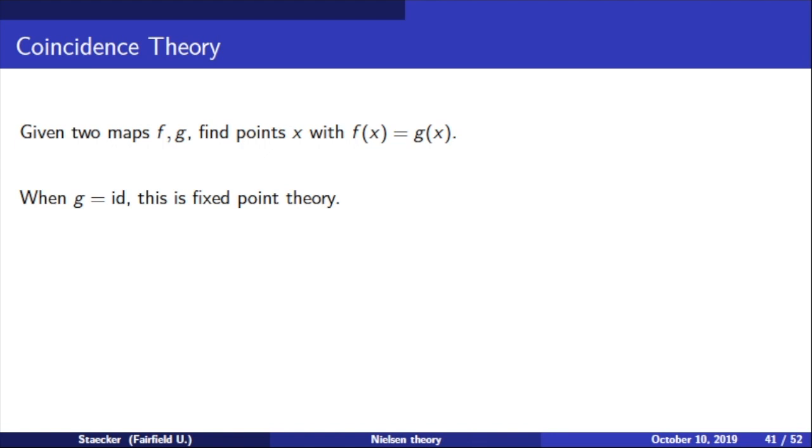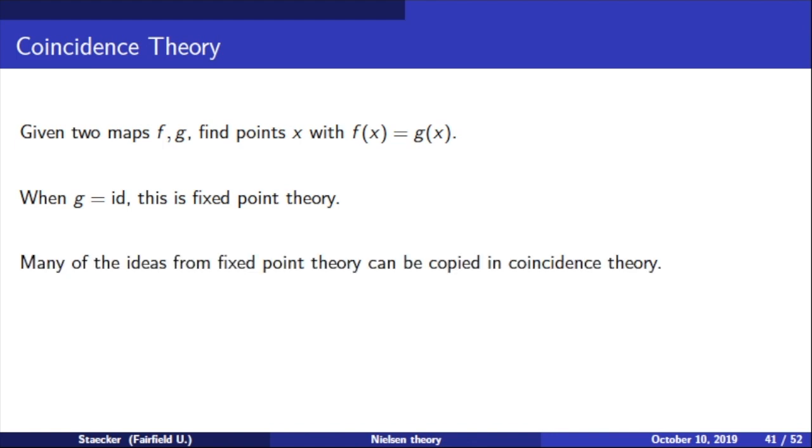And so a lot of the classical theorems about fixed points, you can try to copy the proof and make a theorem about coincidences. All you have to do is change all of the identity to g, and then everything works the same way. Although the hard part is sometimes you can't see the identity in the old proof. It's not easy to know when you're supposed to change the identity to a g. Anyway, many of these ideas in fixed point theory can be copied in coincidence theory.